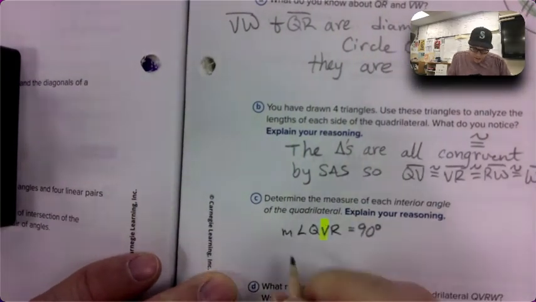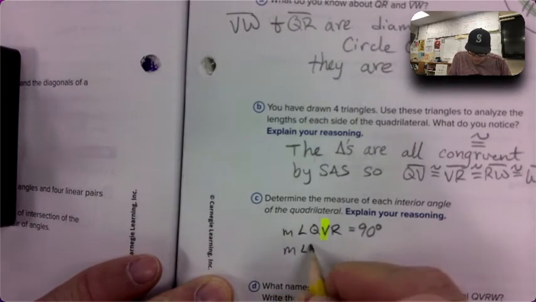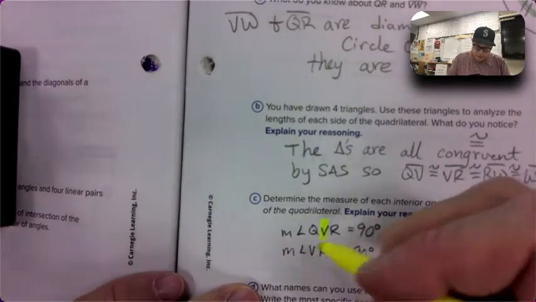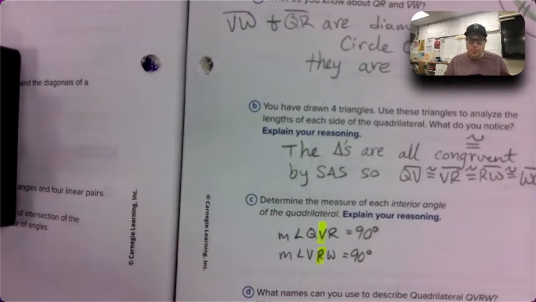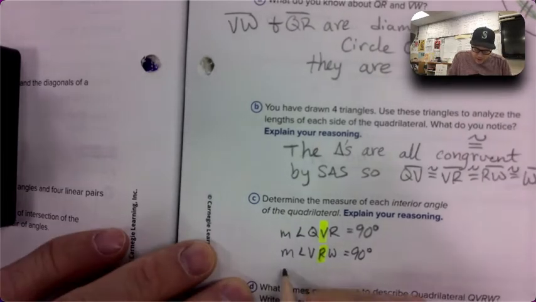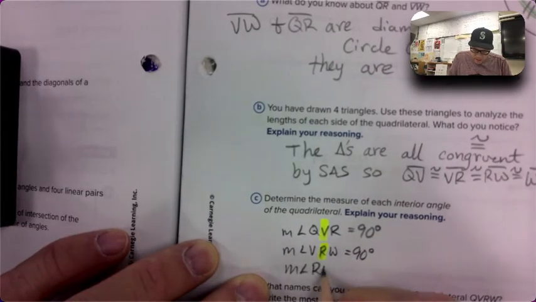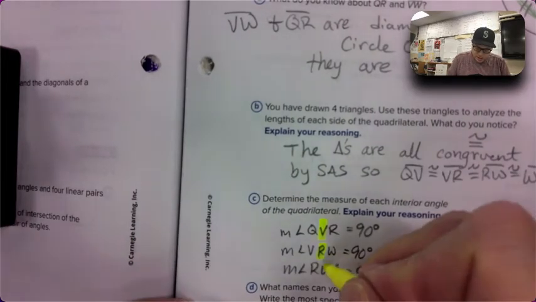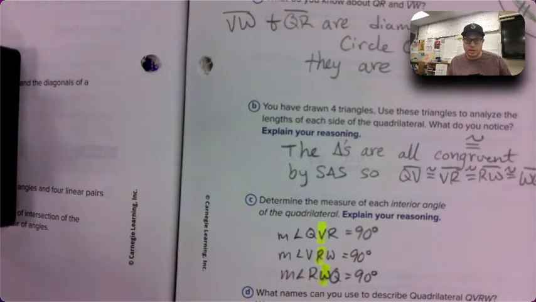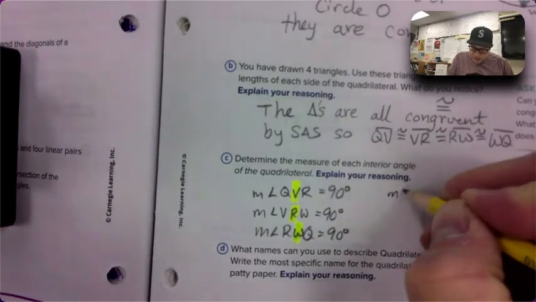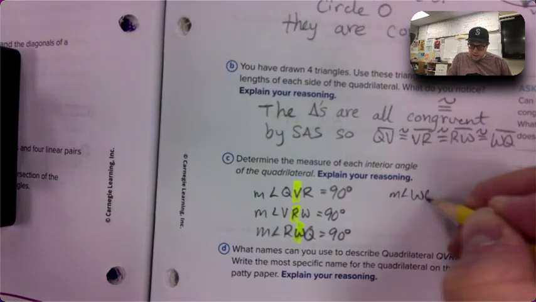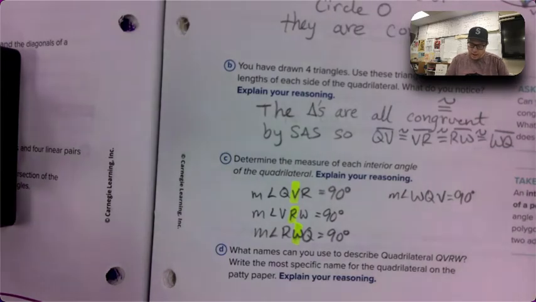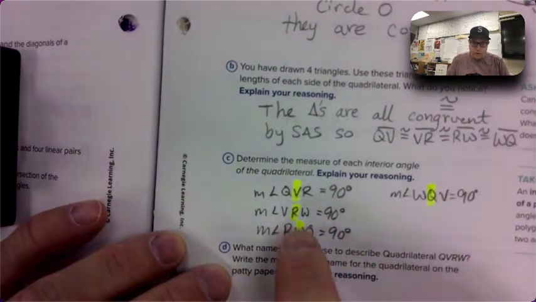The measure of angle VRW is 90 degrees. Once again, pay attention to the middle letter. That's angle R, but it's the 3 letters that we need. The measure of angle RWQ is 90 degrees. Again, pay attention to the middle letter. That's angle W. It's a 90-degree angle. And the measure of angle WQV is 90 degrees. Paying attention to the middle letter, we've got all 4 corners of that box are 90 degrees.